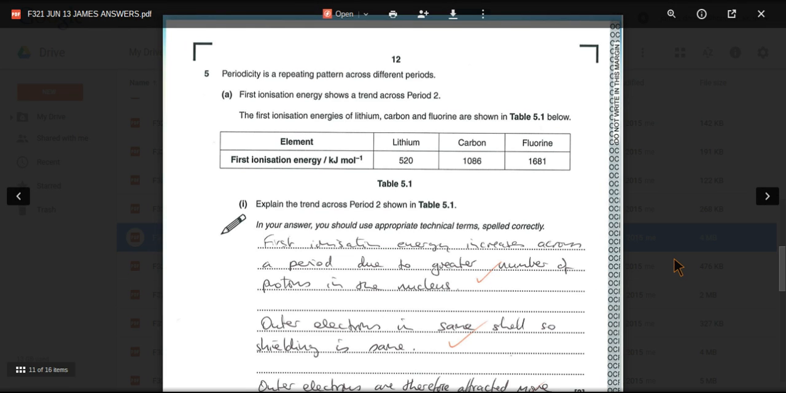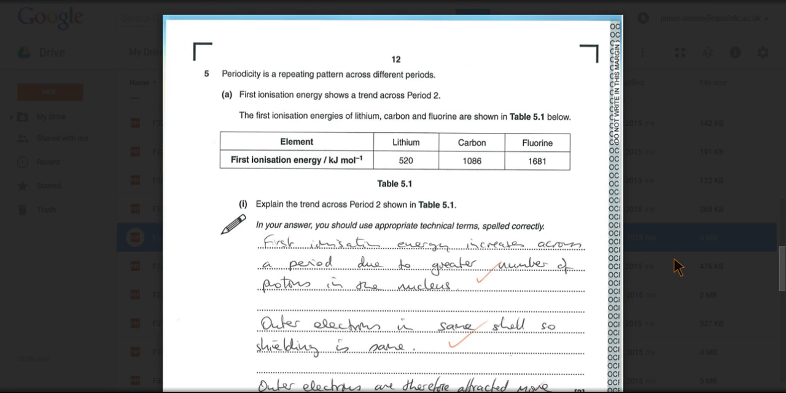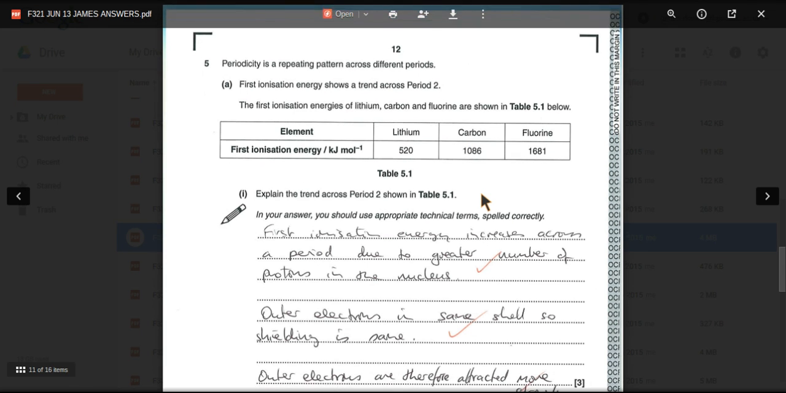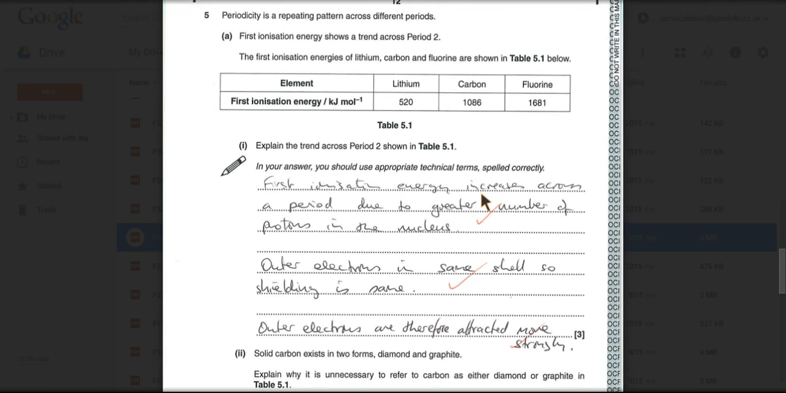Question 5 is yet another question on the periodic table. So we're given the definition for periodicity and then a table of first ionization energies across period 2. We've got 3 members of period 2 there, lithium, carbon and fluorine, and we have to explain the trend. So what is the trend?